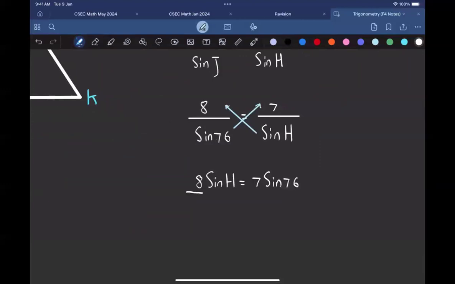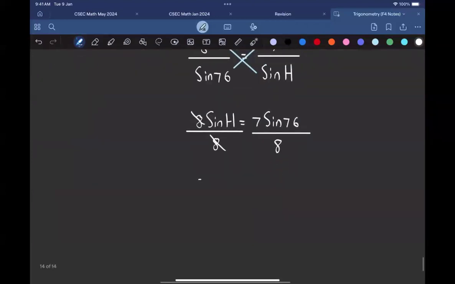And I want to find H, but first I have to find sine H. So I have to divide by 8. Figure it out. So sine H will be equal to this. Find the sine inverse of this amount. To see 0.10.